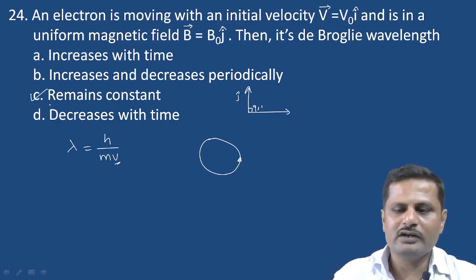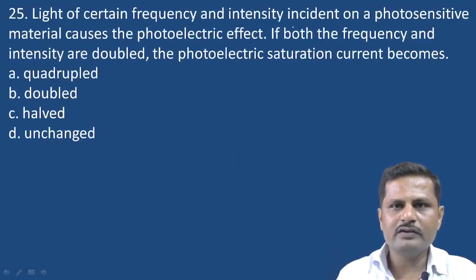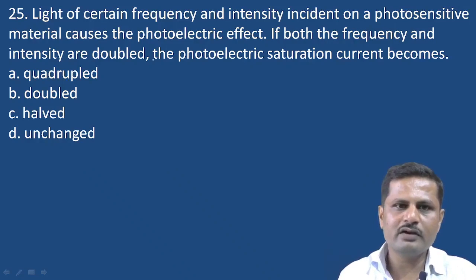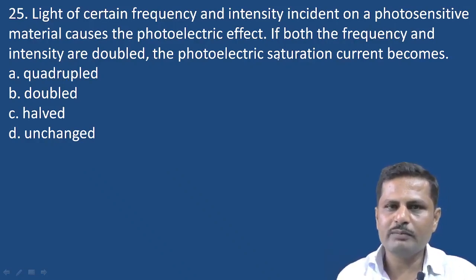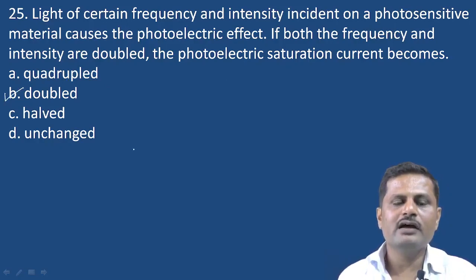Moving to the next question, that is, light of certain frequency and intensity incident on a photosensitive material causes the photoelectric effect. If both the frequency and intensity are doubled, the photoelectric saturation current becomes? As you know, the photoelectric current is directly proportional to the intensity of incident radiation, and it does not depend on the frequency of incident radiation. So if the intensity is doubled, then the photoelectric saturation current is also doubled. So option B is the right answer.